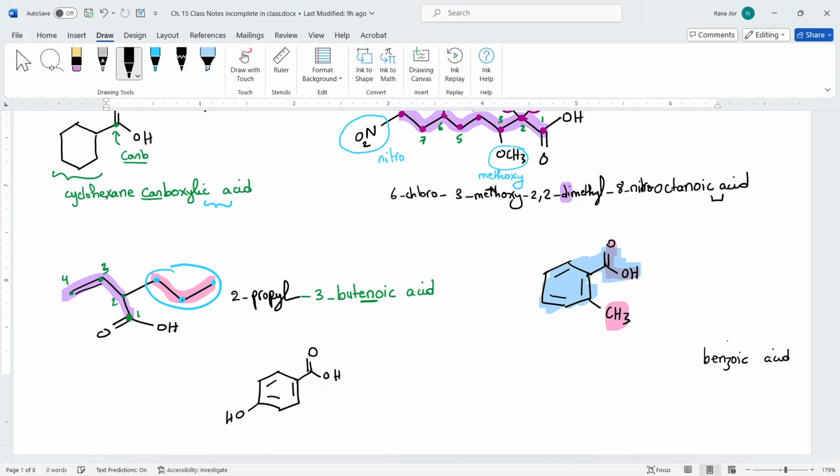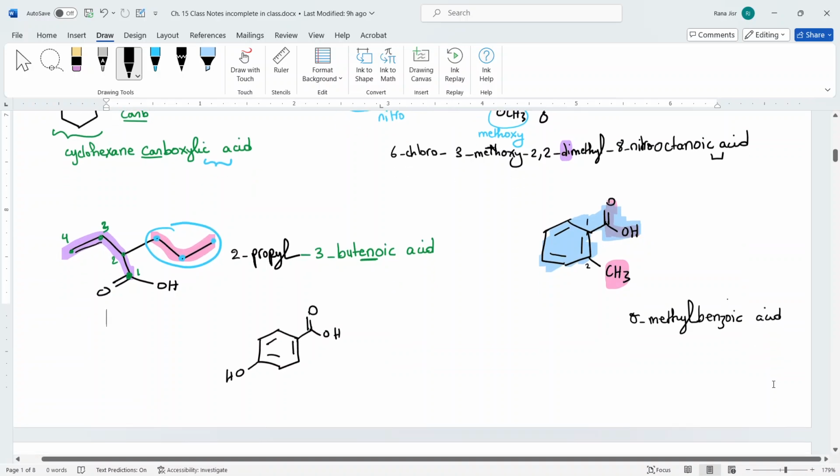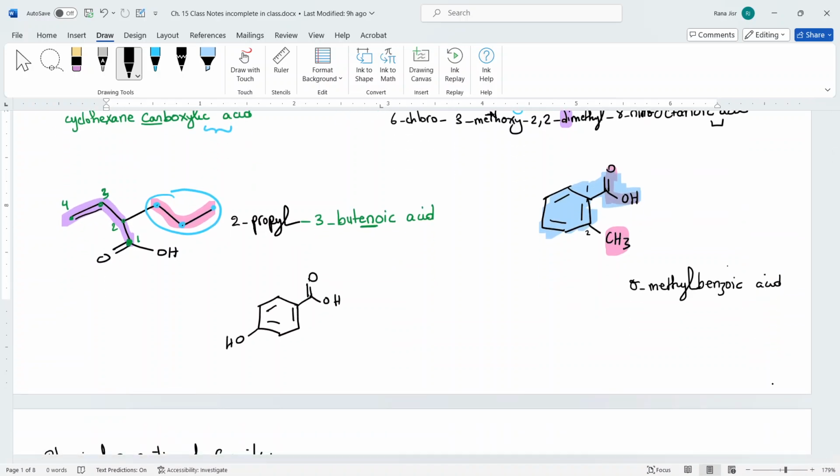Okay, and then my CH3 is on the second carbon, that is ortho. So it's going to be ortho methyl benzoic acid, and that is going to be just one word in there. So it's going to be ortho methyl benzoic, and then you have, of course, a space, and then the acid in there. You could have said 2, not 1, 2, because the benzoic is always at 1. You don't mention that because it's a common root in there.